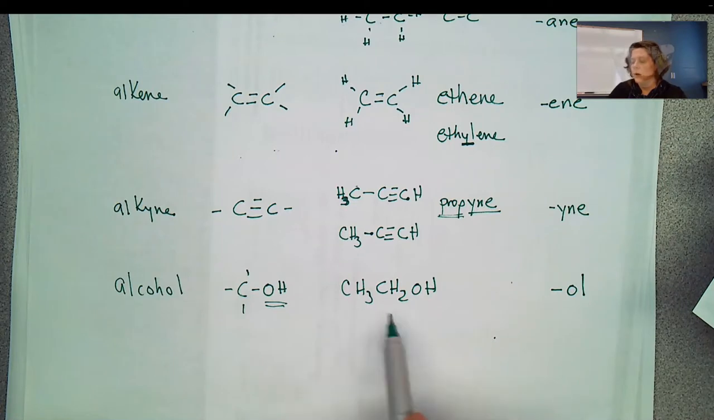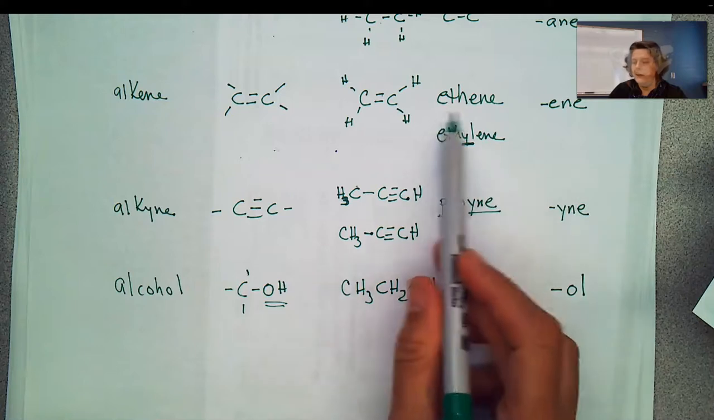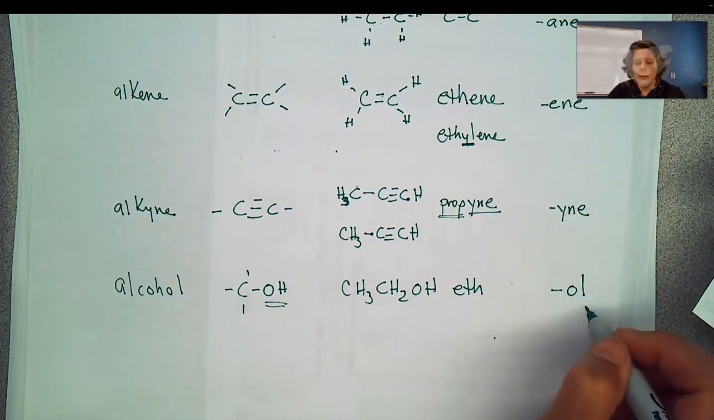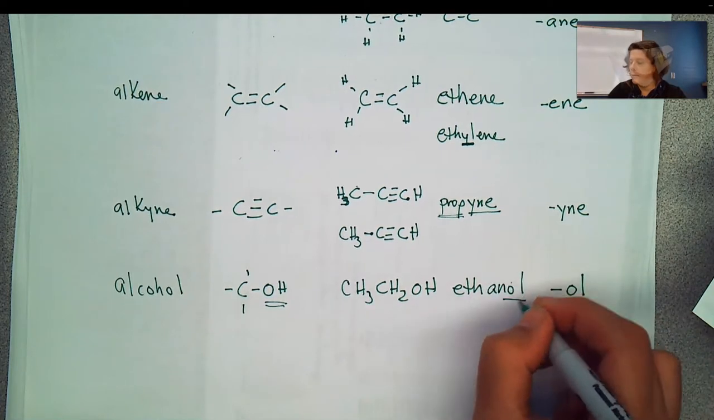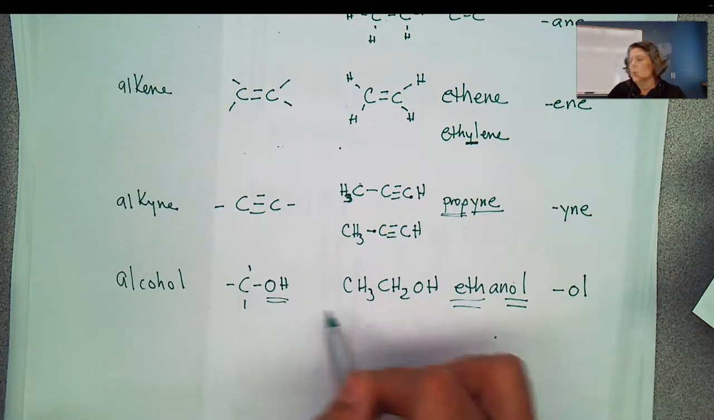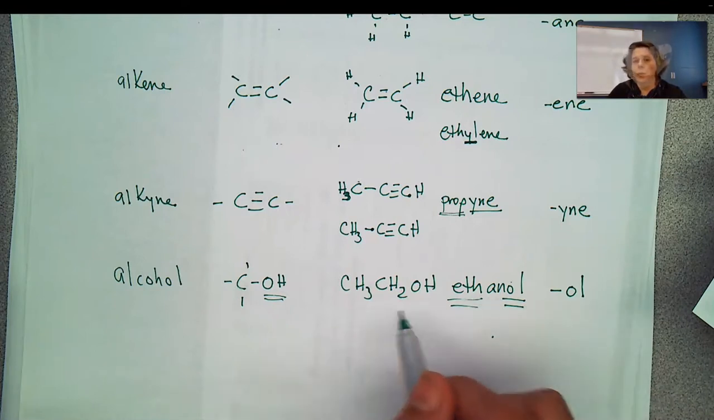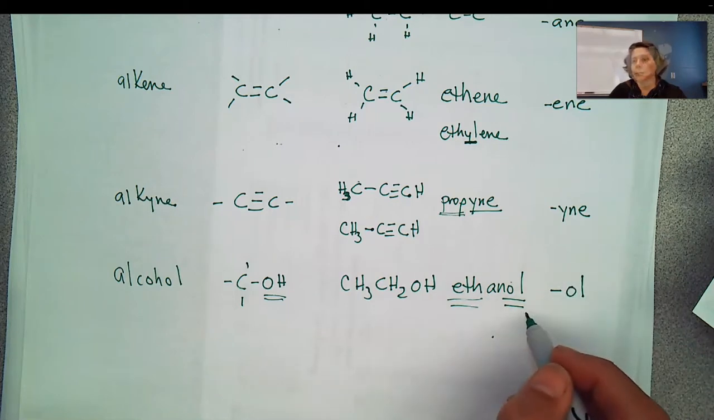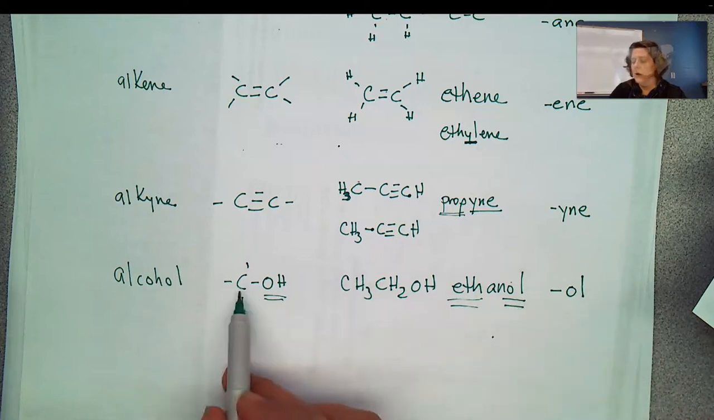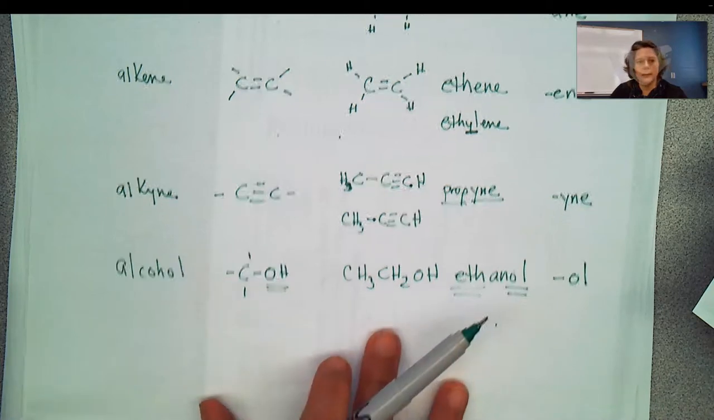So what's the longest carbon chain on here? 2. 2 means eth. So this is eth, and you end it with ol. So it ends with ol, and starts with eth for the longest carbon chain. So if this had 3 carbons in it, it would be propanol. If it had 4 carbons, it would be butanol. So you end it with this ol, which means it's got this oxygen and a hydrogen on it, and you put how long the carbon chain is. So that's an alcohol group.